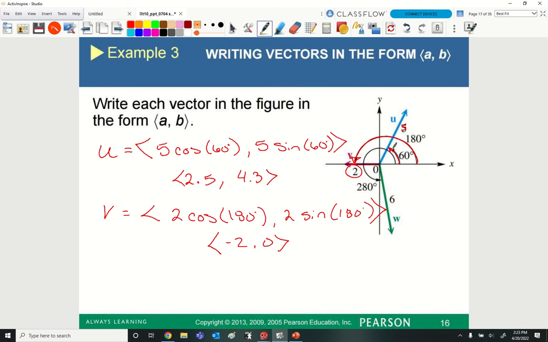All right, so let's try it again. So I'm going to set it up. So for W, my vector is, what's my magnitude? 6. So it's going to be 6 times cosine of 280, comma, 6 sine 280. So my vector, 1.04 and then negative 5.9.